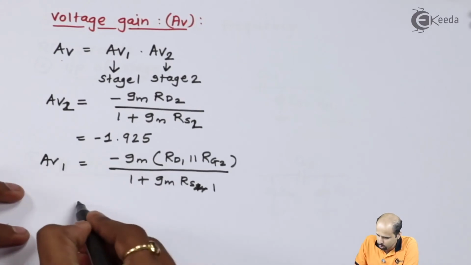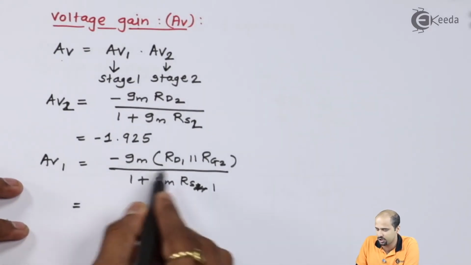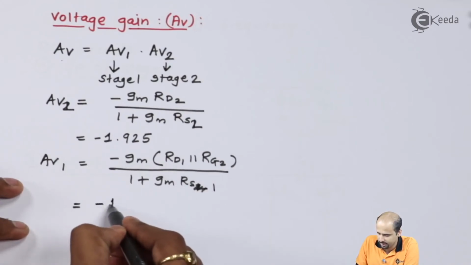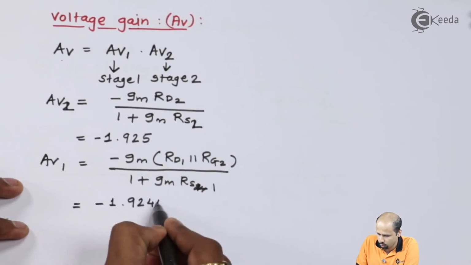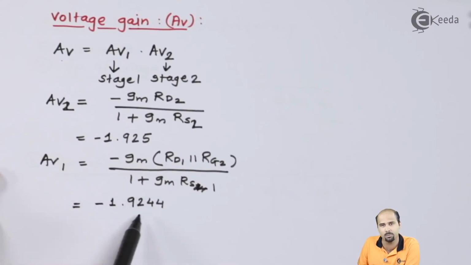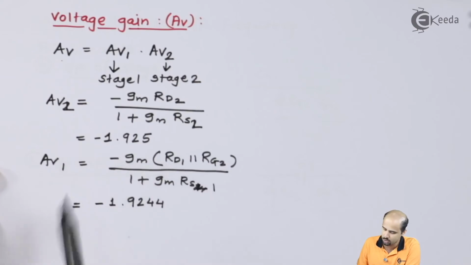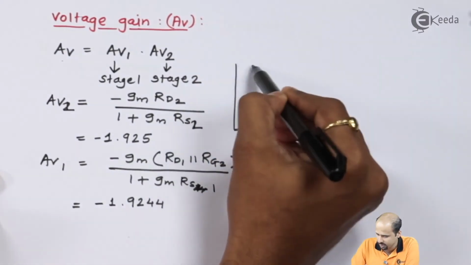So we just have to calculate the values in accordance with the values of GM, RD, RG2 and RS. Here we'll be getting the value 1.9244. Very slight change you'll be getting. So AV1 is equal to minus 1.9244, and here we'll be getting minus 1.925. So let's see how we'll be getting the value of AV.